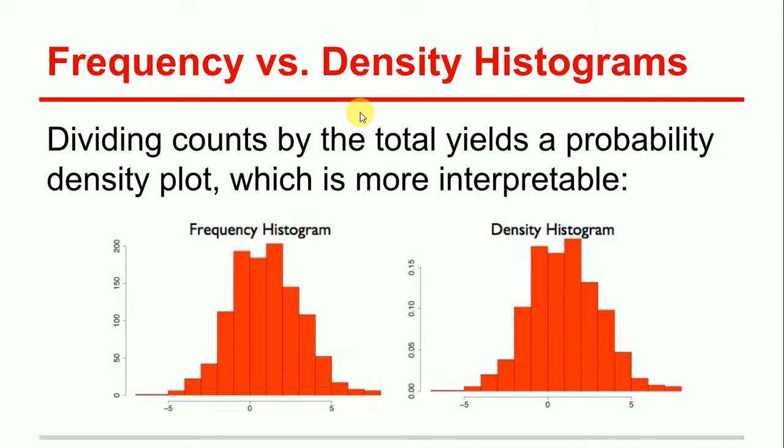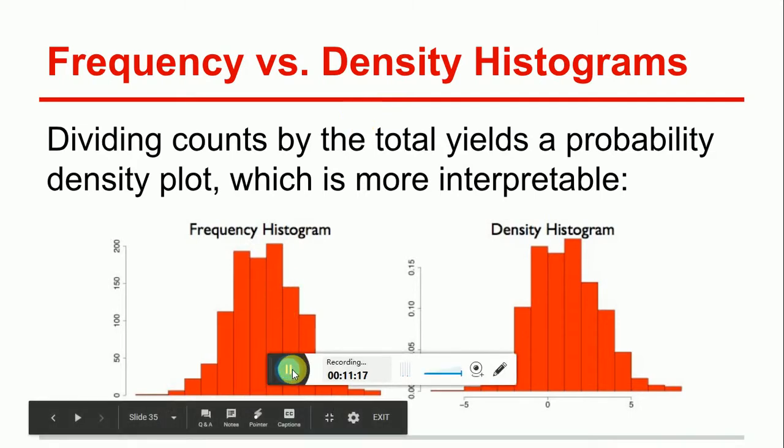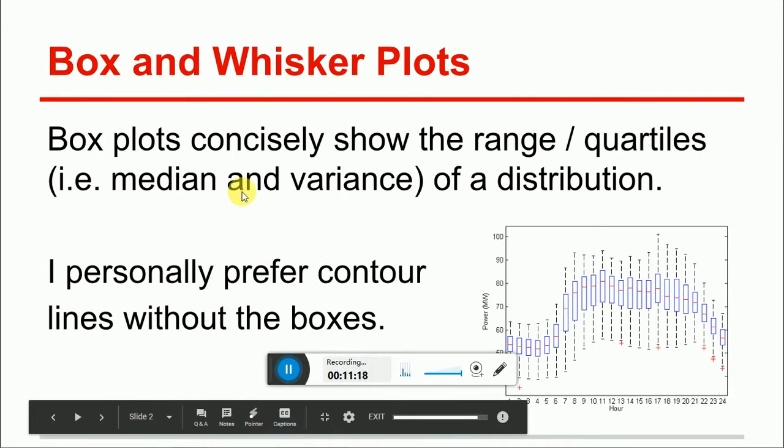Frequency versus density histograms, you can see they're pretty similar. That's the same information. They look the same. Okay, consider this as an example. Now, box and whisker plots are very useful because in any particular box plot, you have the upper quartile, the lower quartile, and the median shown to you for the entire data. So they are very useful and they are extensively used in life sciences.